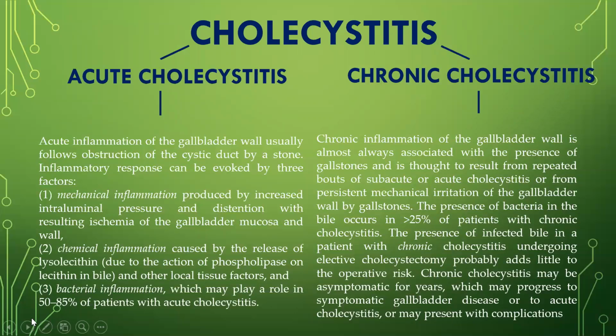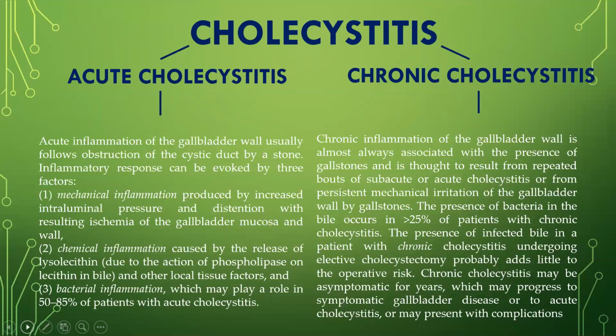Chronic cholecystitis is chronic inflammation of the gallbladder wall and is almost always associated with the presence of gallstones. It is thought to result from repeated bouts of subacute or acute cholecystitis, or from persistent mechanical irritation of the gallbladder wall by gallstones. The presence of bacteria in the bile occurs in a quarter of patients with chronic cholecystitis. The presence of infected bile in a patient with chronic cholecystitis undergoing elective cholecystectomy probably adds little to operative risk.